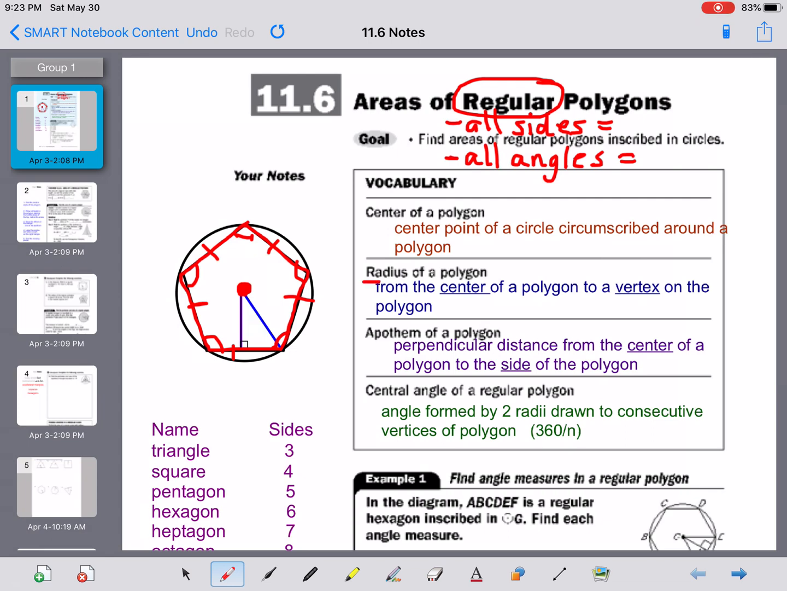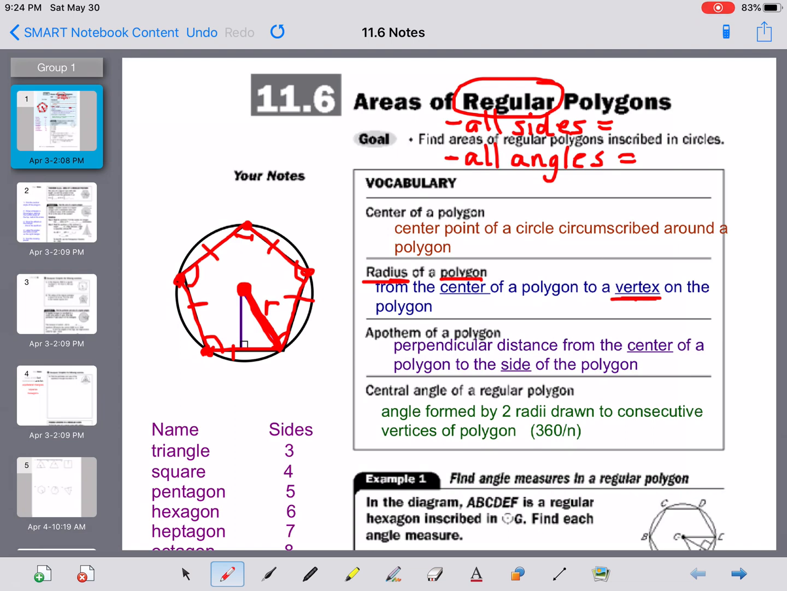The first one is the radius, and this is important, of a polygon. It doesn't say the radius of the circle, it says the radius of a polygon. It goes from the center of the polygon, so this center point we found before, to a vertex on the polygon. So I go here to this vertex. By the way, this is one radius. How many radii would I have inside of this pentagon? I could have 5 because I have to go to a vertex, so I can only go to 4 other vertices. So I can only have 4 radii of this particular polygon, this pentagon.